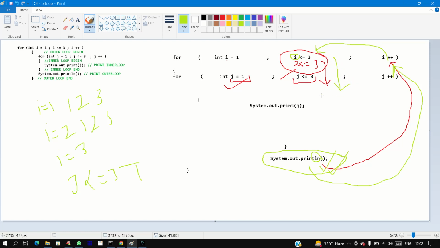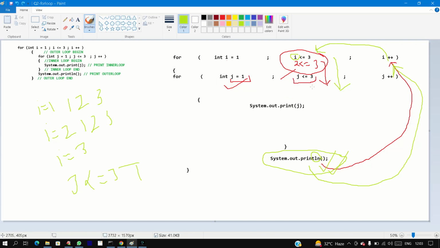What is inside the loop body? Inside the loop body we are getting another loop. Again the whole process will be done. What process? As we enter inside the loop, we will be getting that j is equal to 1, then the condition.